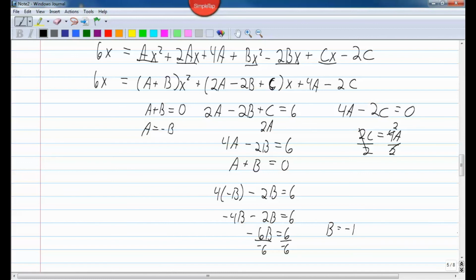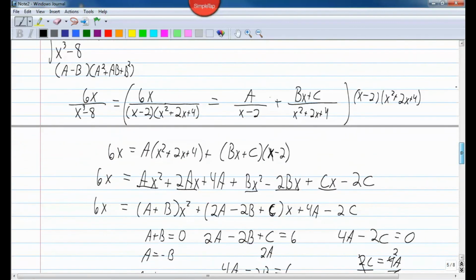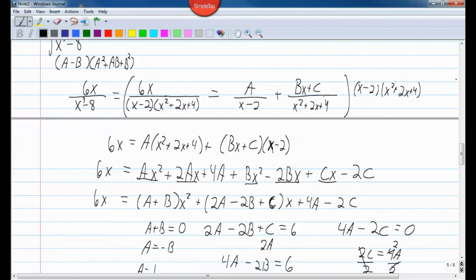So b equals negative 1. If b is equal to negative 1, what is a equal to? Because it's negative b, a equals a positive 1. If a is a positive 1, then we have 4 minus 2c equals 0. Right? If I plug in a 1 right there. So 2c equals 4. Right? Divide both sides by 2. C equals 2. So I've solved for a, b, and c. All these that I need.